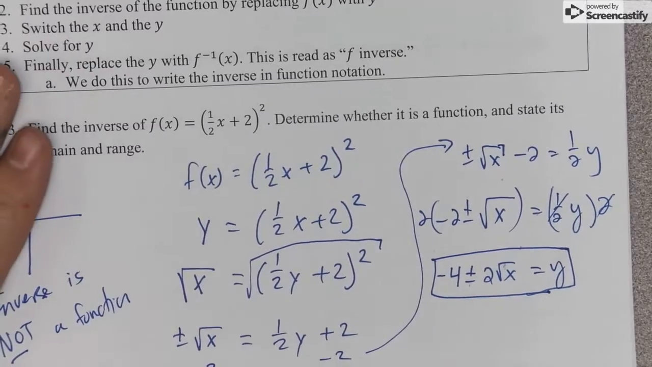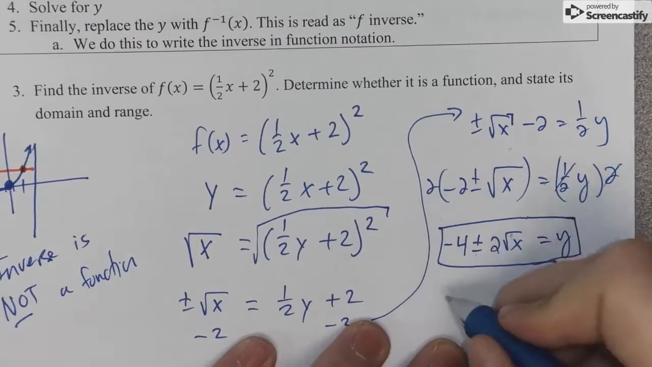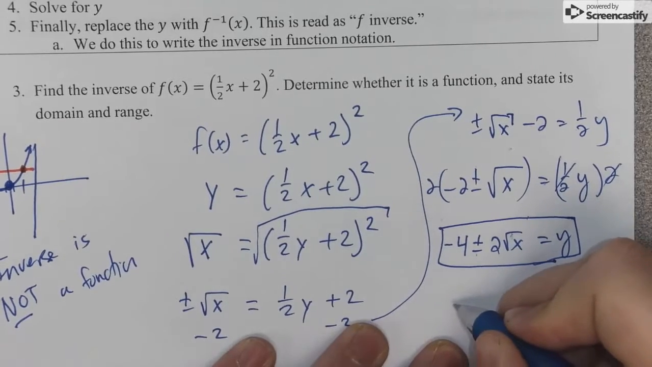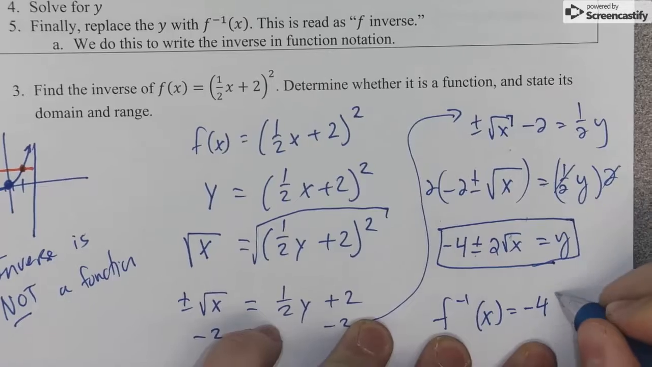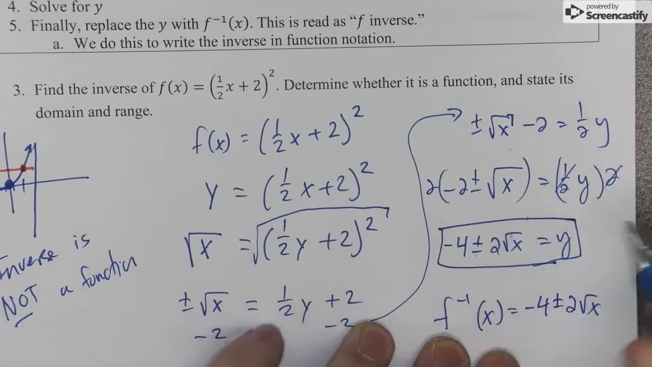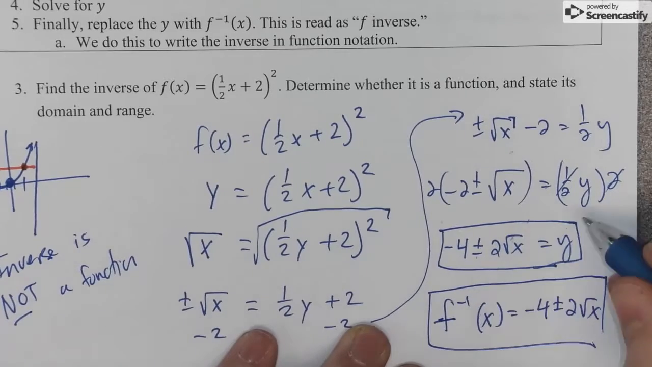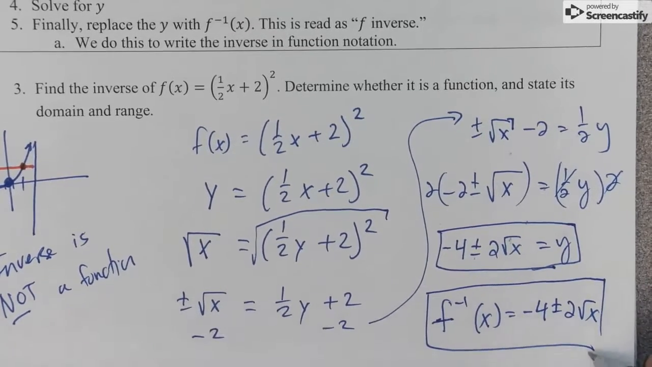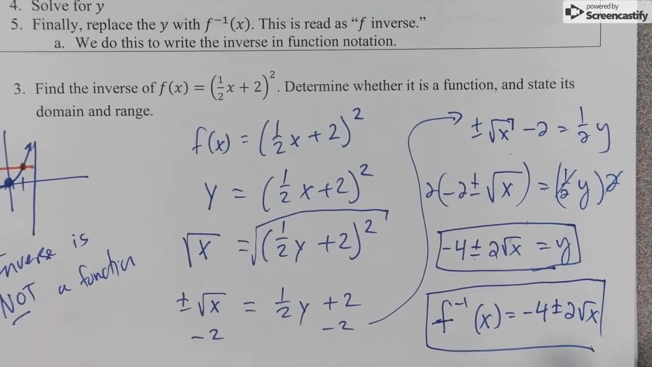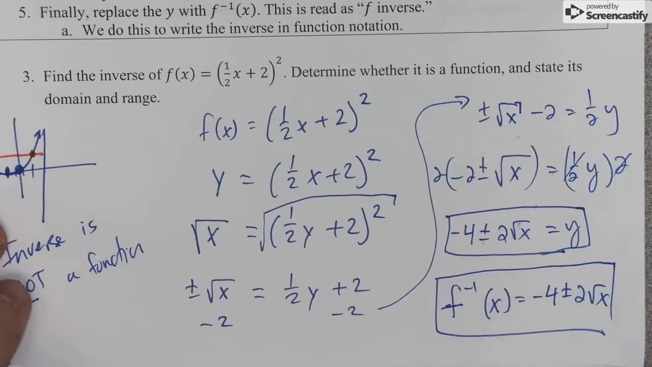The very last thing we need to do is replace this y with f inverse. So this would say f inverse x equals -4 plus or minus 2 square root of x. So this would be your final answer. This is a nice one to use when you're plugging into your calculator. This one is the answer that I would like to see. F inverse x equals -4 plus or minus 2 square root of x.